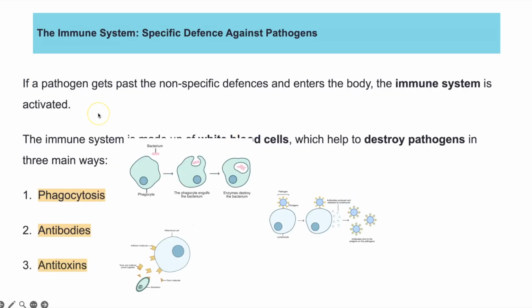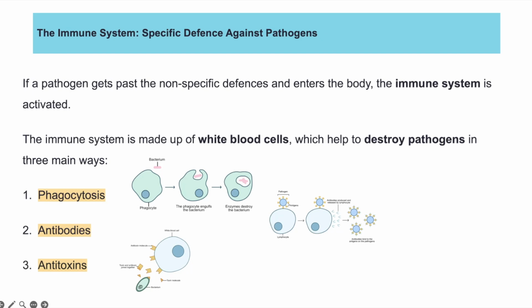Now, if a pathogen does get past those responses, we then move from what was non-specific to specific defence against pathogens. And this is where your white blood cells come in. So your white blood cells' roles are to help to destroy pathogens and therefore prevent damage to your cells and tissues. And there's three key things that white blood cells do. Number one is phagocytosis, and this is when a white blood cell can move around or engulf a pathogen.